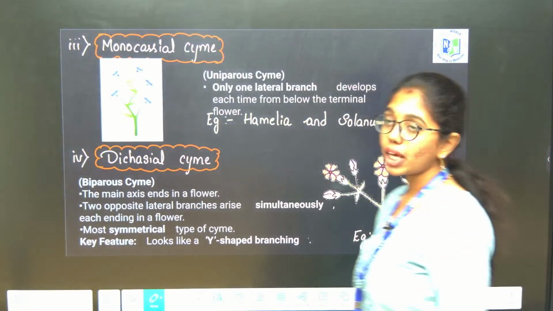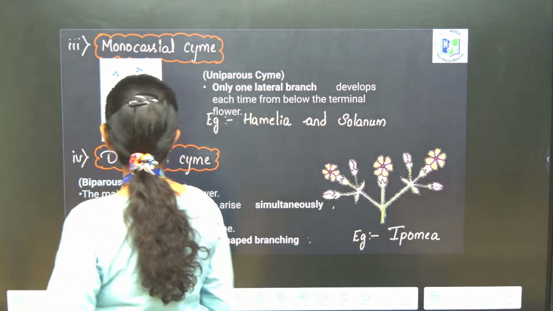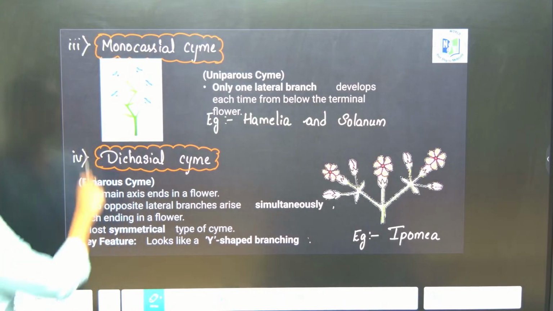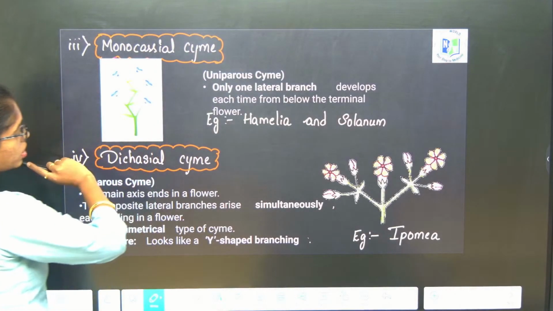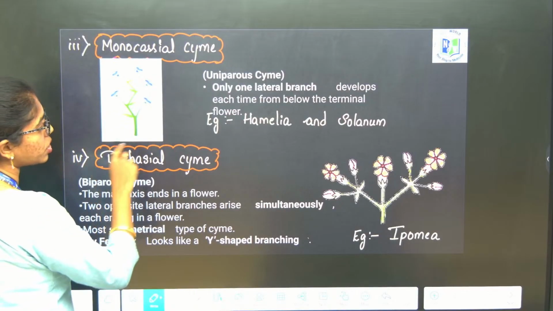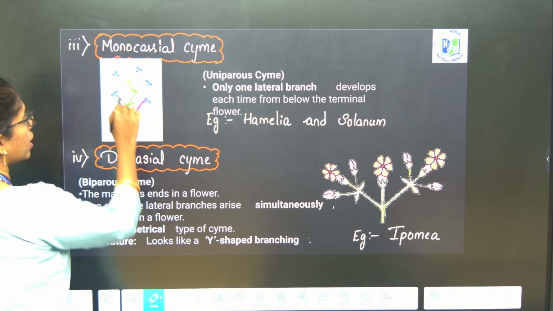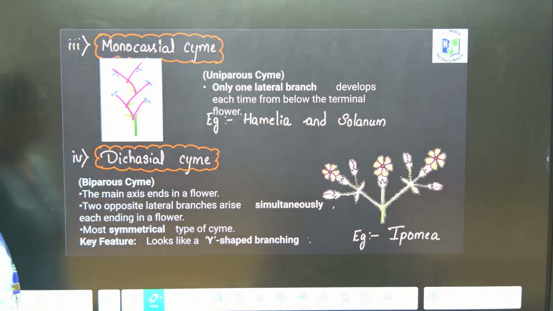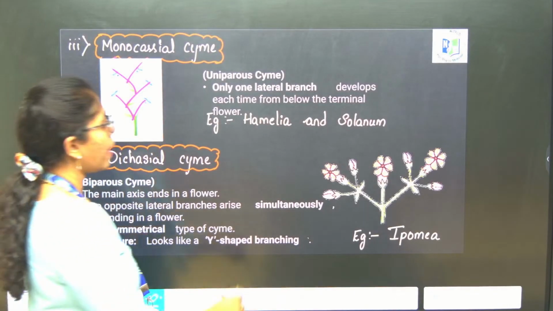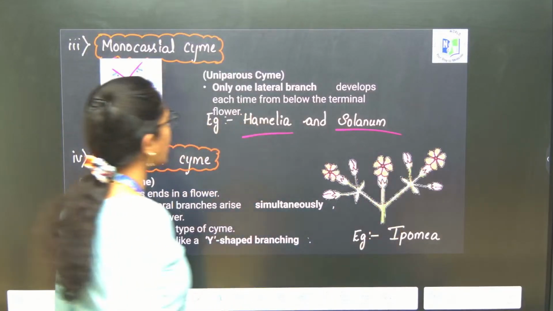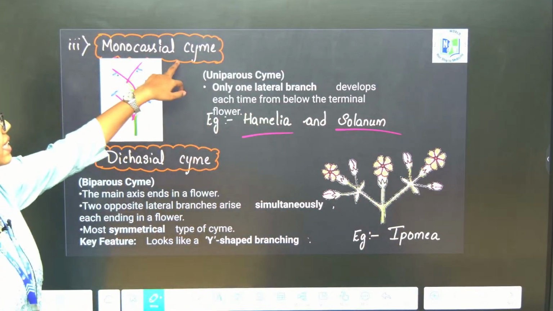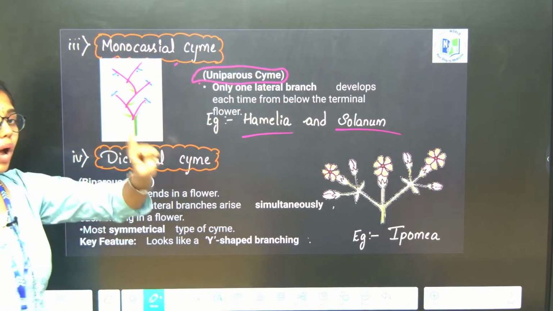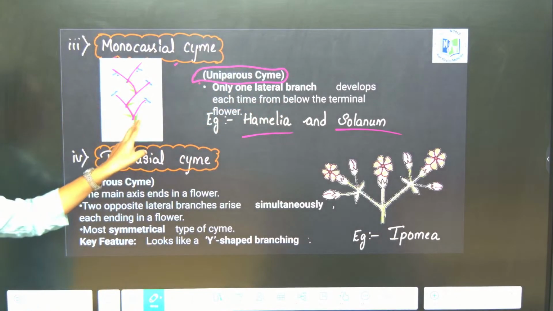Next, monochasial cyme. Monochasial means one lateral branch. Only one lateral branch develops each time at each node. Examples include Hamelia and Solanum. Monochasial cyme is also called uniparous cyme, where only one lateral branch arises each time.